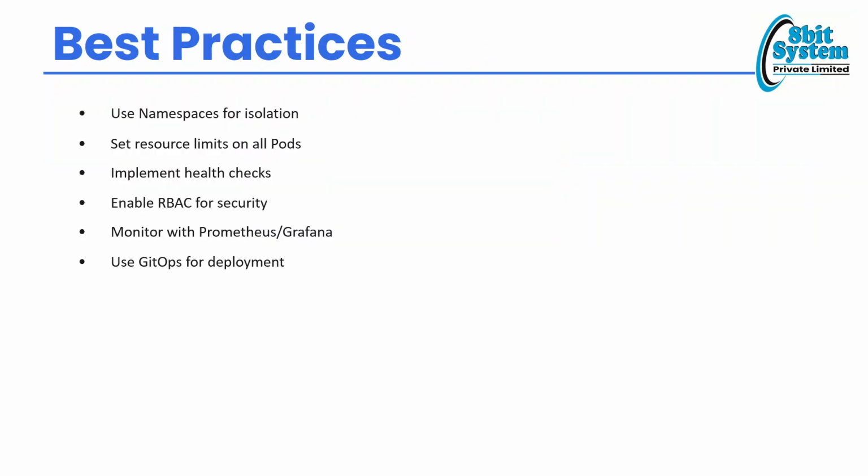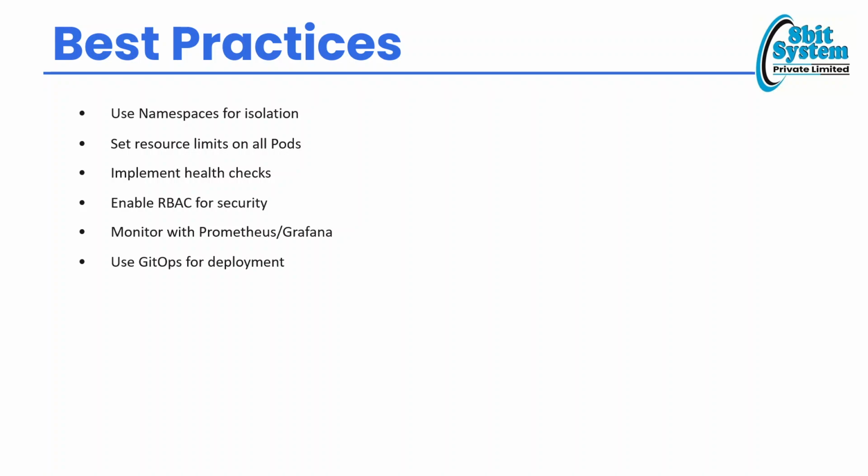The best practices to use Kubernetes successfully, follow these practices. Use namespaces for isolation between environments and teams. Set resource limits on all pods, which prevents one app from starving others. Implement health checks so Kubernetes knows when to restart a container.